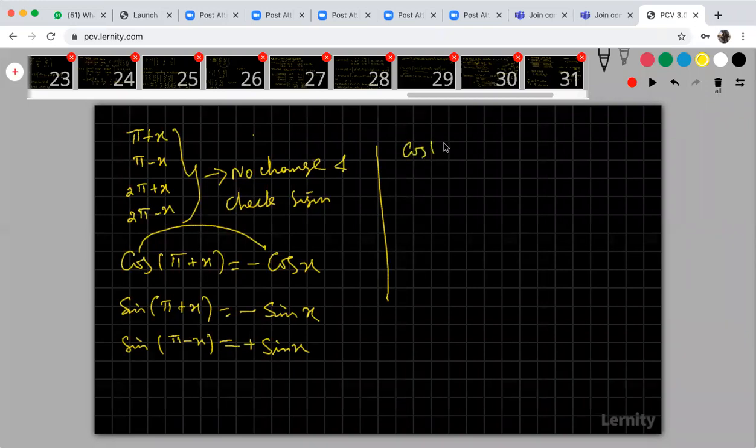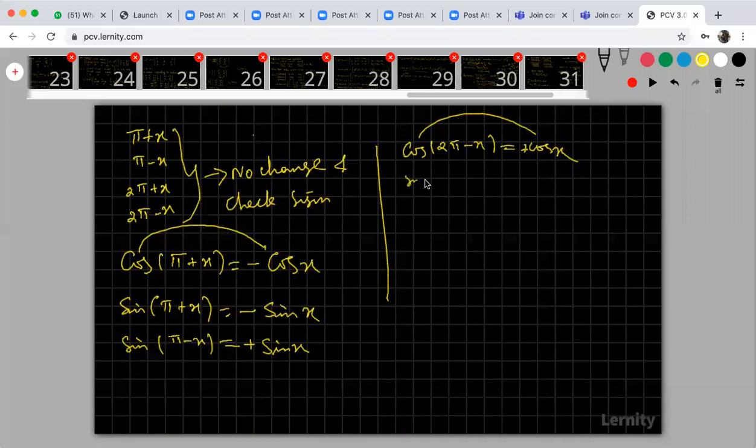Suppose cos of 2 pi minus x. What happened? 2 pi means don't change that. Cos is cos only. Only check the plus or minus, whether plus will come or minus will come. This belongs to the fourth quadrant. In the fourth quadrant, cos is plus. Therefore, the cos of a fourth quadrant angle is plus.